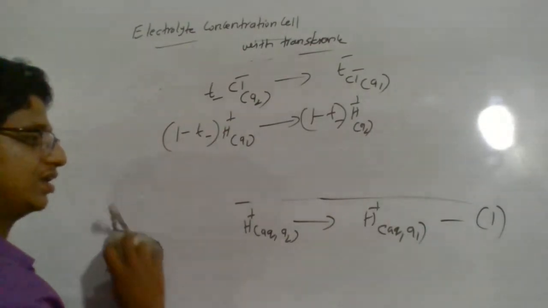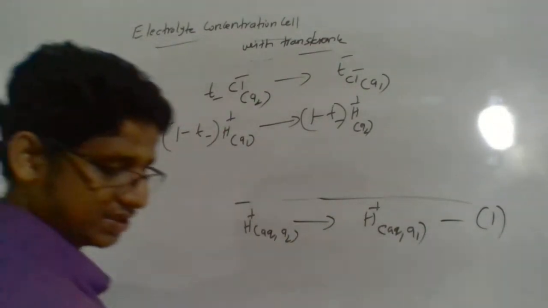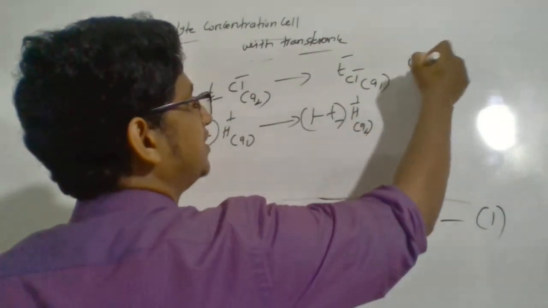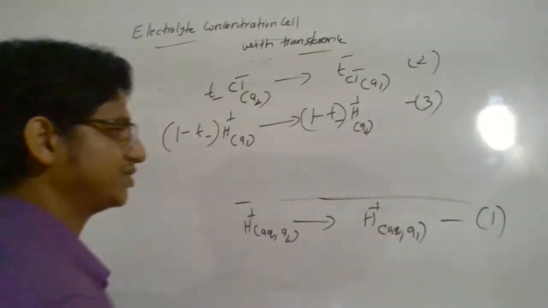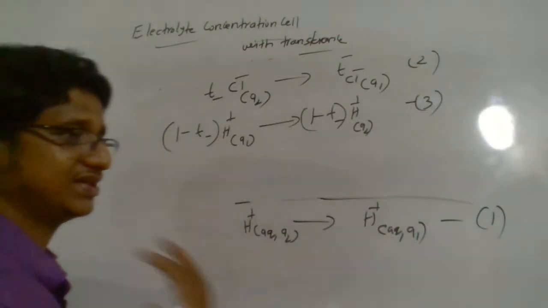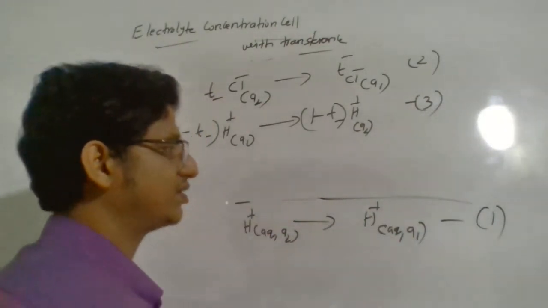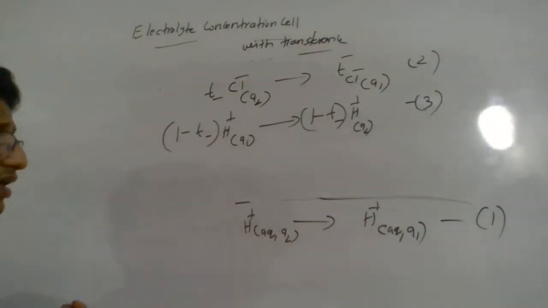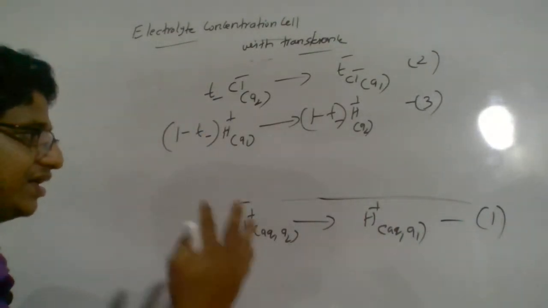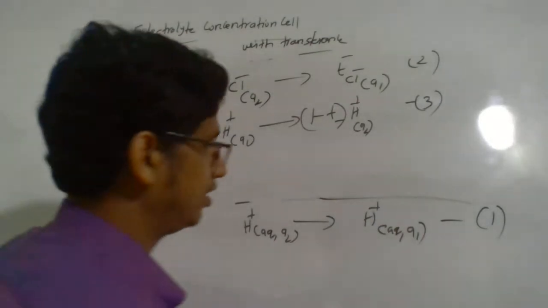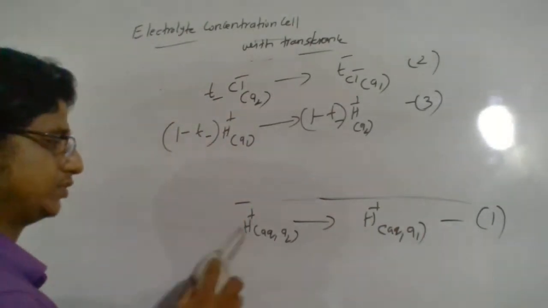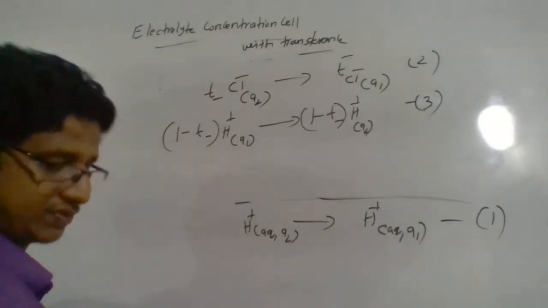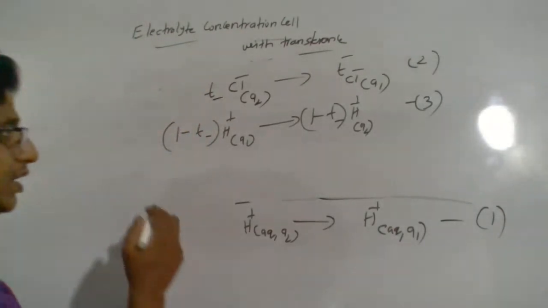Now let us write the overall reaction. Let it be 1, let it be 2, let it be 3. So these are the three processes that take place in the electrolyte concentration cell with transference. So let's sum the left hand side and right hand side to get the overall reaction. So here I am considering this as well.